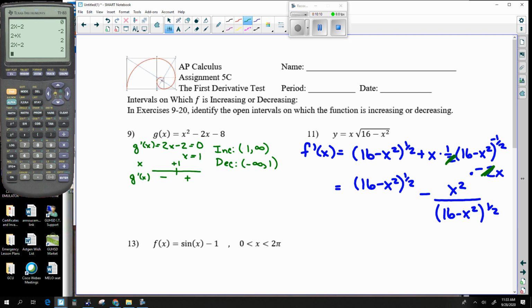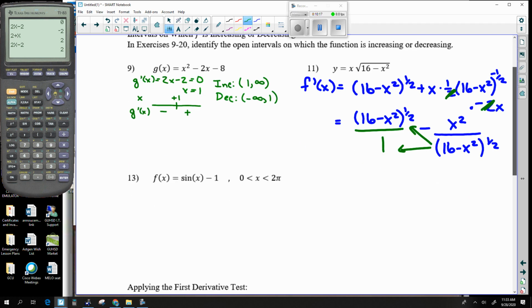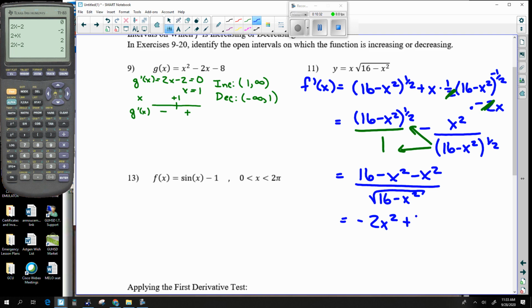So I'm going to get a common denominator. I'm going to multiply this side, both numerator and denominator, by the square root. So notice how the square root will go away in that numerator.